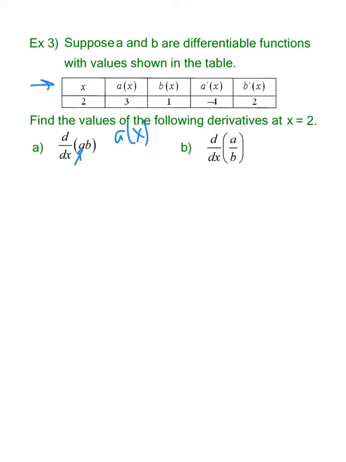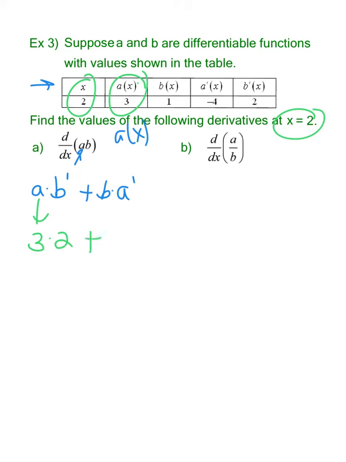So the product rule is the first, or left, times d right, plus right, d left. And we just have all those values up top, right? So the value of a at x equals 2 is given here. If x was 2, a of x is equal to 3. B prime at 2 is 2. We would add the value of b at 2, which was just 1, and the derivative of a at 2 is negative 4. So we get 6 minus 4, which is just 2.